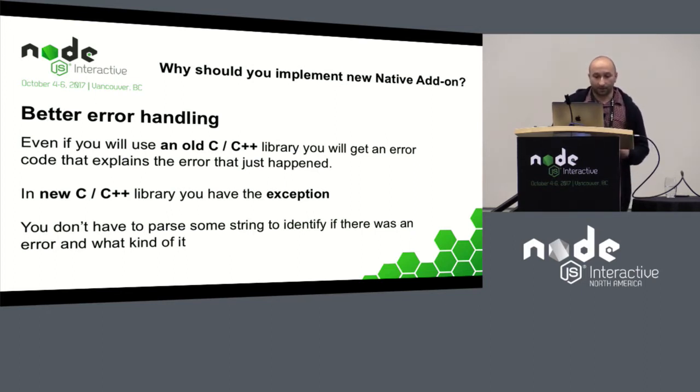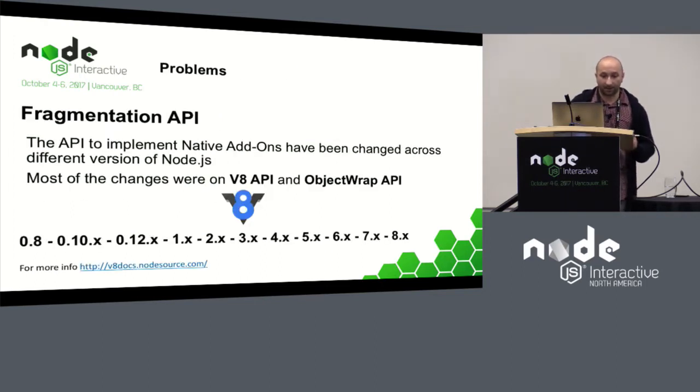Until now, we understood that native add-ons give us great power, but from great power comes great responsibility. I'm saying that because there are some problems in implementing native add-ons, and you have to make a choice to handle them. The first problem is API fragmentation. The APIs to implement native add-ons have changed across different versions of Node.js, and the biggest changes were on the V8 API and the ObjectWrap API.